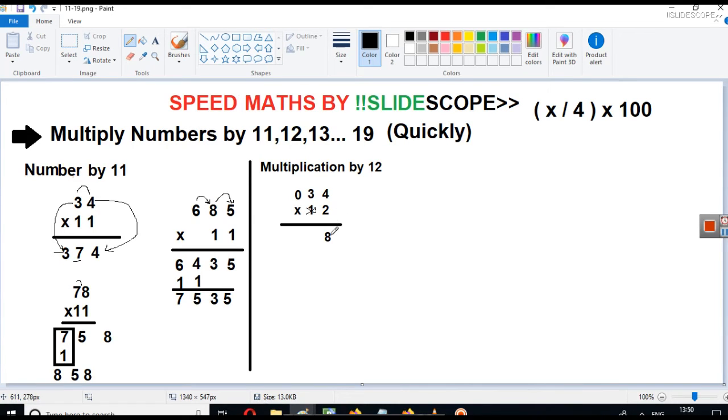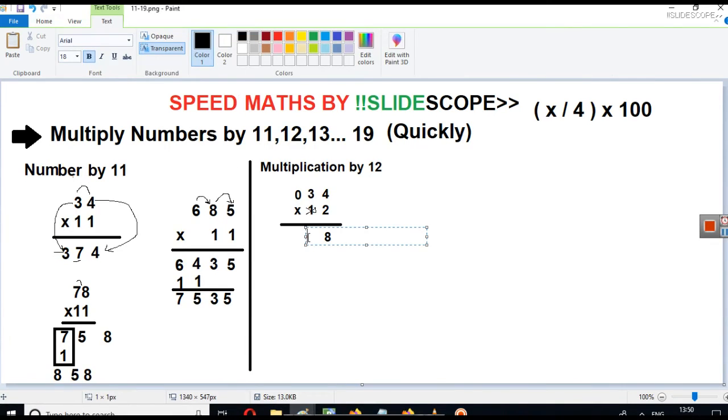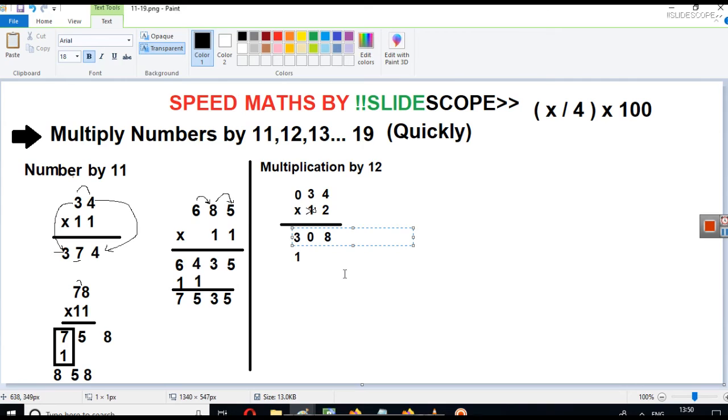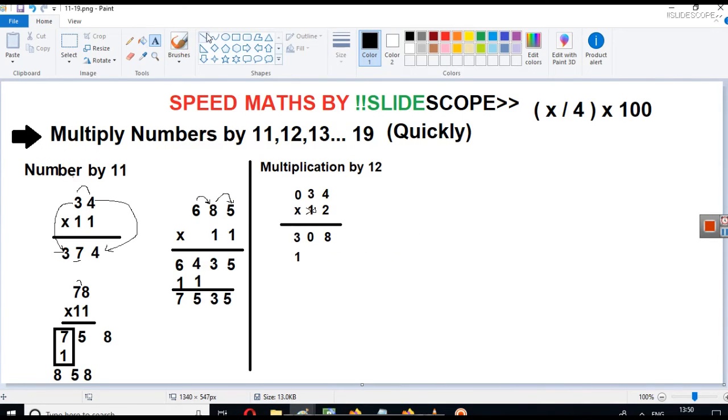First do 2 into 4. 3 into 2 is 6. 6 plus 4 is 10. So because it is 10, you have to write 0 here, and 1 will be carried forward. Now 2 into 0 is 0. 0 plus 3 is 3. So our final answer will become 408.